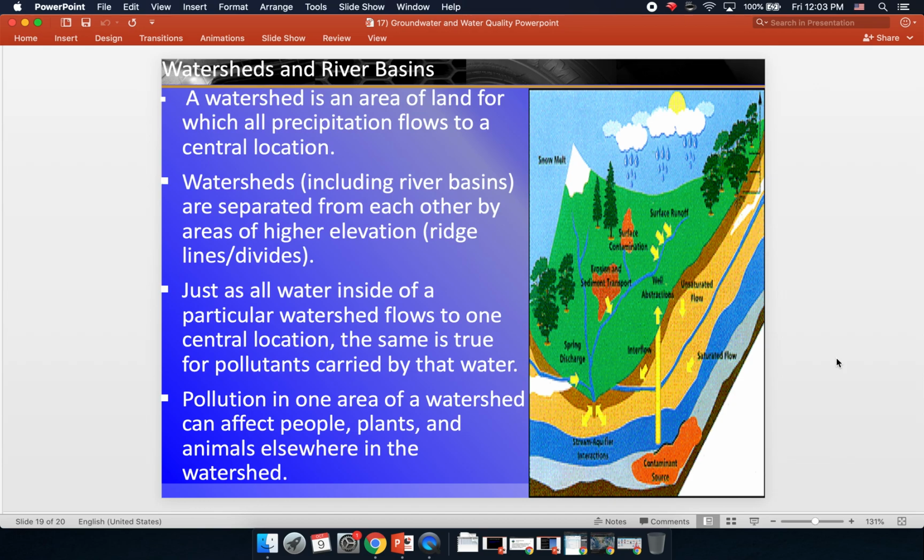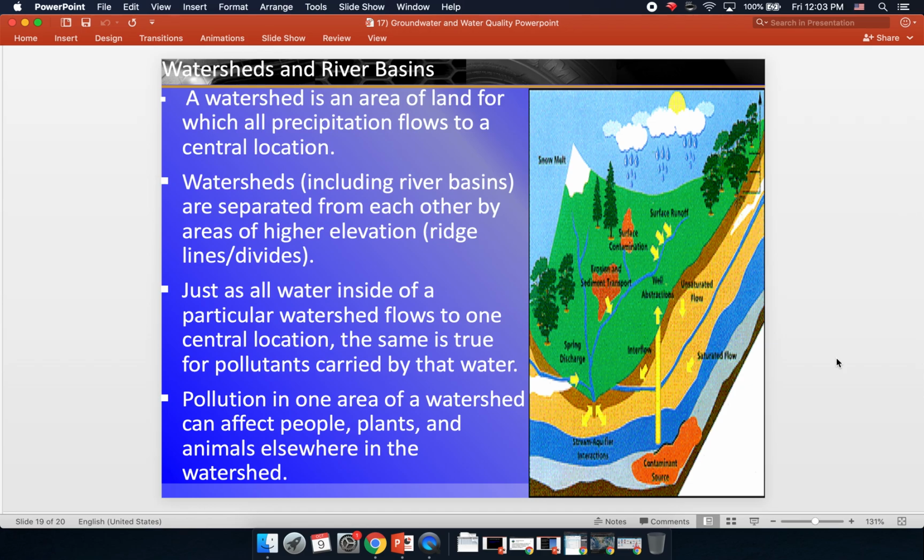All right, moving on now to watersheds and river basins. A watershed is an area of land for which all precipitation flows to a central location, which is pretty much always going to be the lowest lying spot on that landscape. It doesn't always look like it, but areas of land can be kind of bowl-shaped, even if ever so slight. You don't need but the slightest little incline for gravity to take hold of water and allow it to run. I'm talking about just a centimeter or two. As long as there's some kind of incline, water can run off and run across the surface of the land.